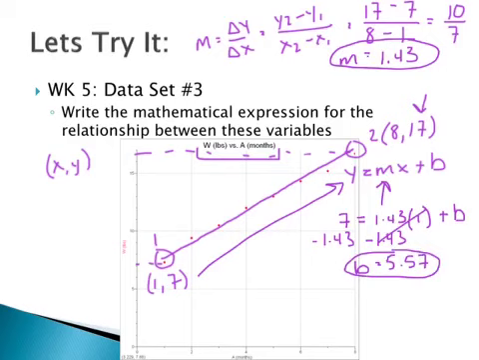Now the next step, once you have the slope and the y-intercept, is to write your equation in the form of y equals mx plus b. So I'm going to plug it in. I'm going to do this over here. So y equals my slope of 1.43 times x plus b, which is 5.57. Oops. Let me erase that.